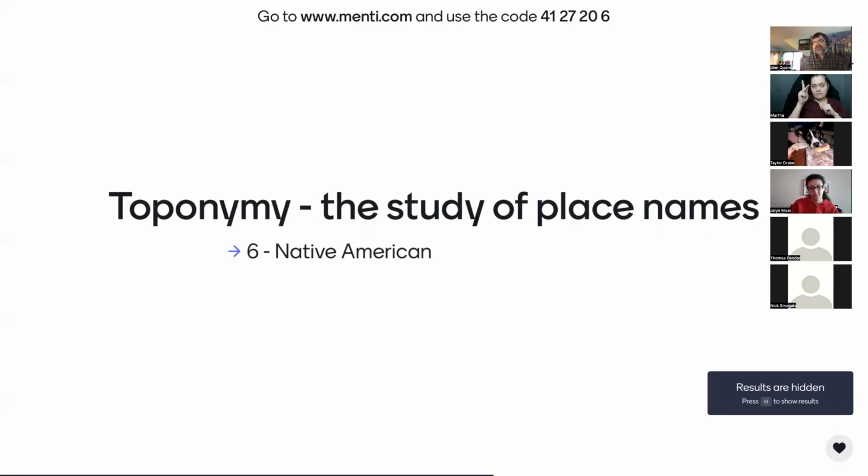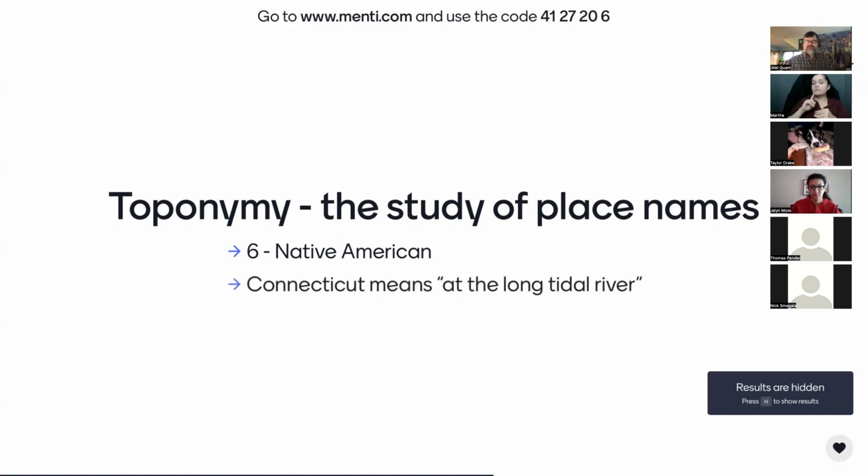Okay, category number 6 is Native American. Yes, there were other people here before the Europeans arrived, just as it was true in Australia and New Zealand, that there were other people there before the Europeans arrived. So, of course, in America, native tribal peoples had named places. Of course they had, like Mississippi that we've already mentioned. So sure, they've named places.